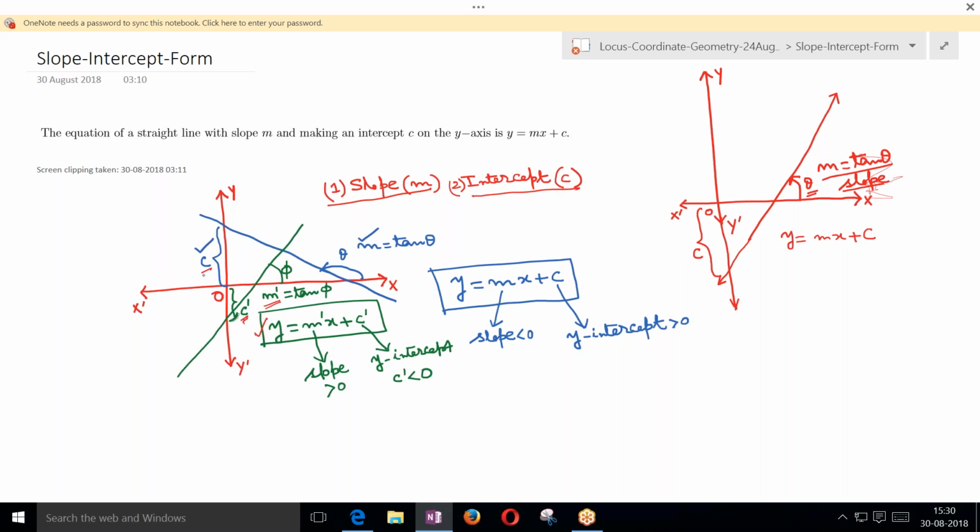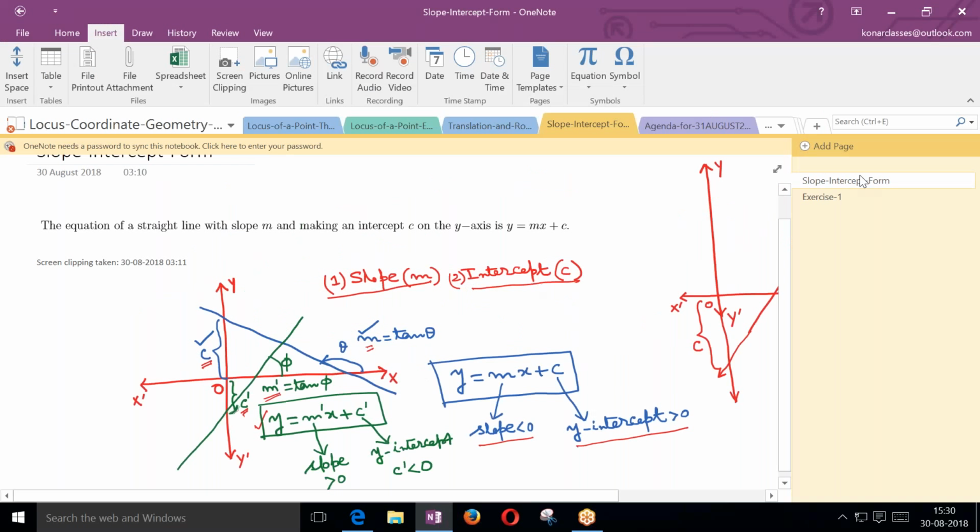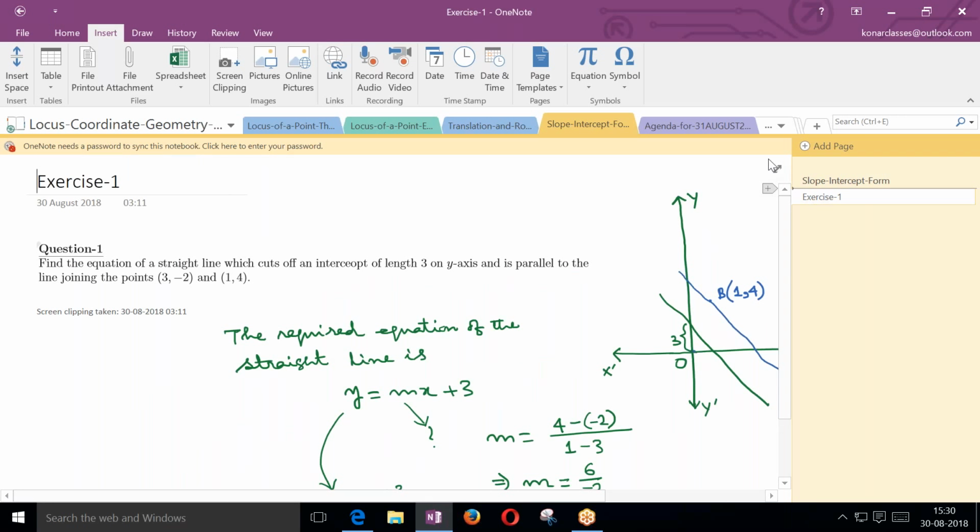And what is c? C is the y-intercept. As we see, the y-intercept is above the x-axis. That means it is positive. So that's why y-intercept is positive. So here the equation is y equal to mx plus c. I hope things are clear at your end. Now there is a problem here, in the exercise. Let's look into this exercise.